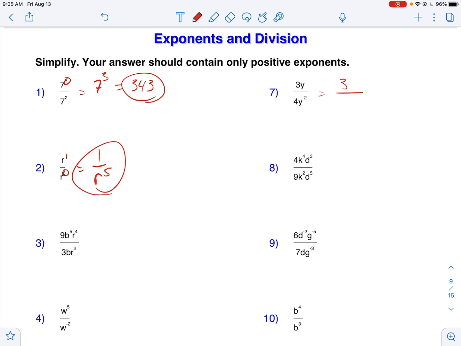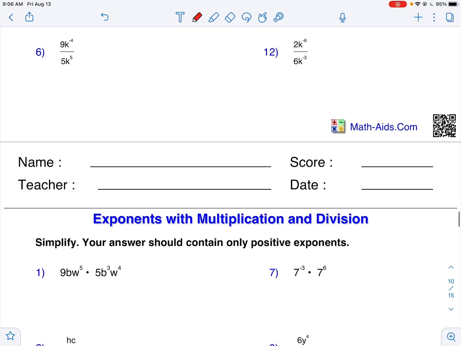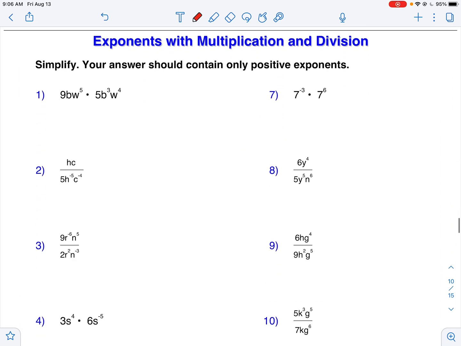3 divided by 4. They don't divide. So it just stays 3 and 4. Why? This one's going to come up. I've already got 1. 2's coming up. So it's going to be y to the third. Just like that. Do it a piece at a time. Do the numbers. Do this letter. Do that letter. Do that letter. One at a time. This is going to be a mix of stuff.